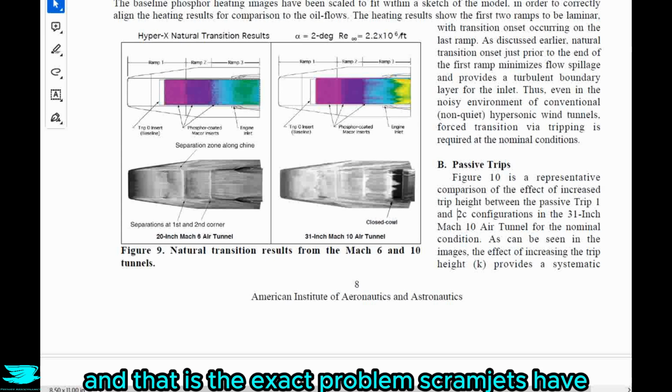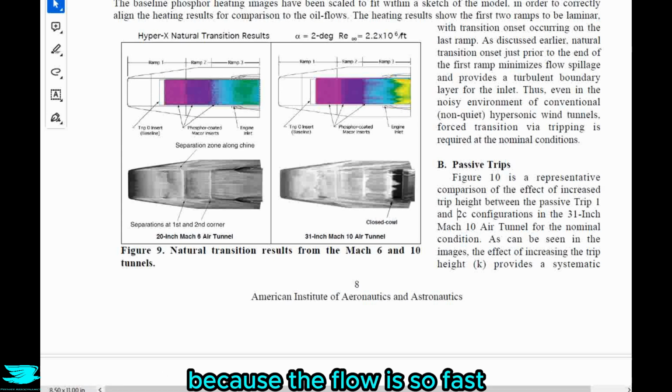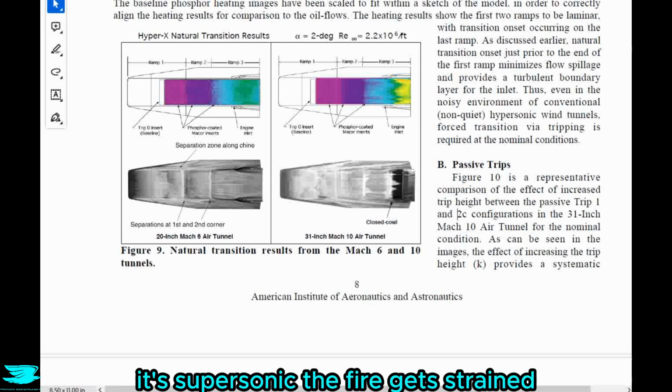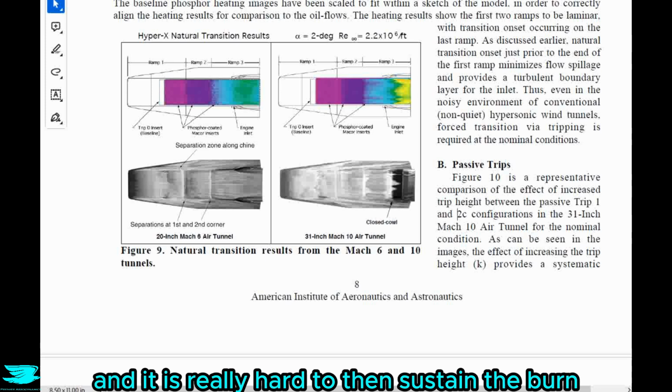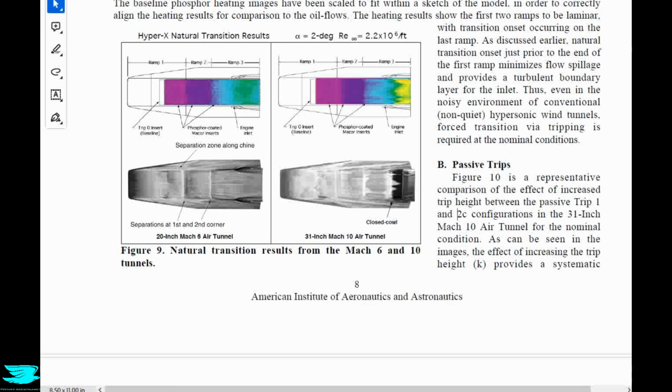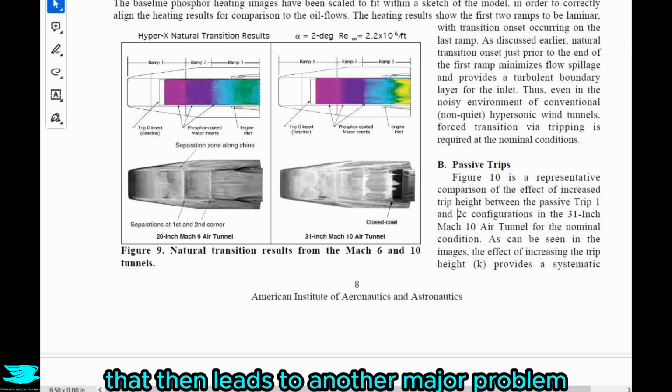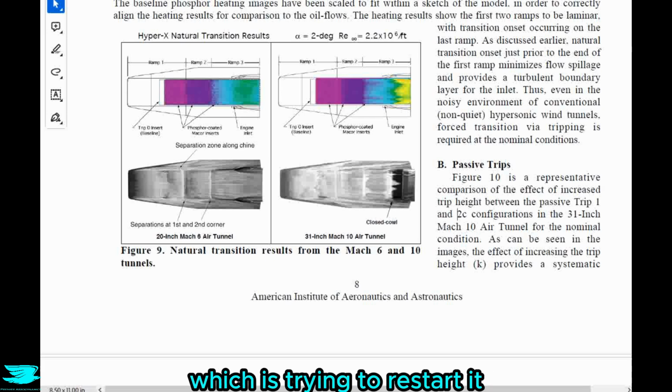And that is the exact problem scramjets have. Because the flow is so fast, it's supersonic, the fire gets strained and it is really hard to then sustain the burn, even if you have enough fuel in the system. That then leads to the engine going out. That then leads to another major problem, which is trying to restart it.